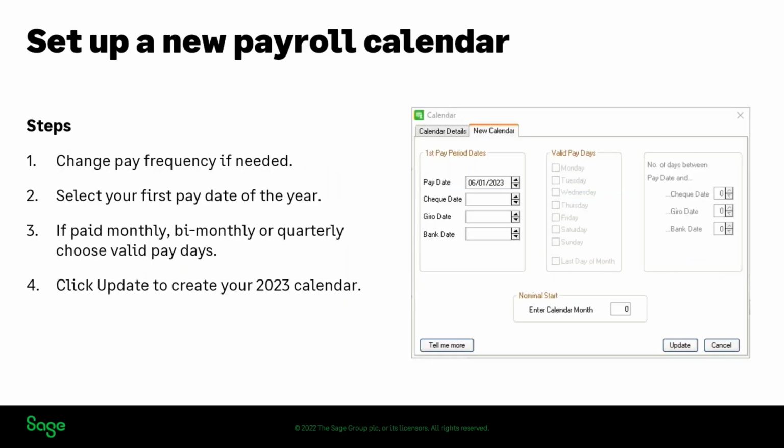Once you've done that, it's time to set up a new payroll calendar. Now, at this stage, because it's a new tax year and it's your very first one, if you need to change pay frequency, this is the easiest and most recommended and the best time to do it. So if you are a monthly payroll, but you need to change to weekly for whatever reason, then this is the best time to do it. And it is very, very straightforward to do it at this point as well, which is why it's highly recommended to do it now. You'll then be selecting your first pay date of the year.